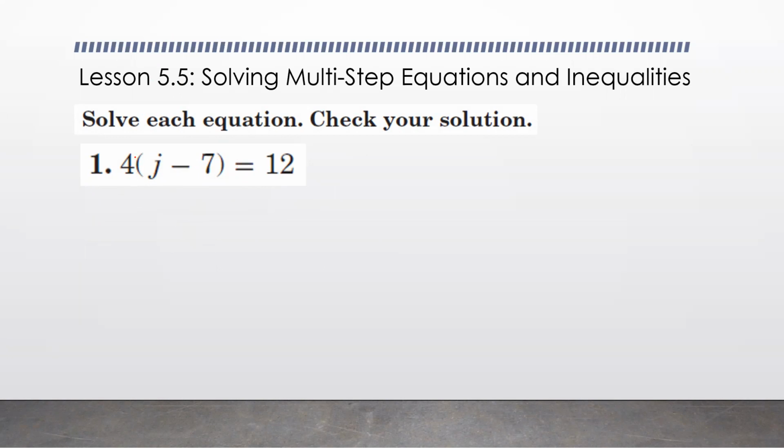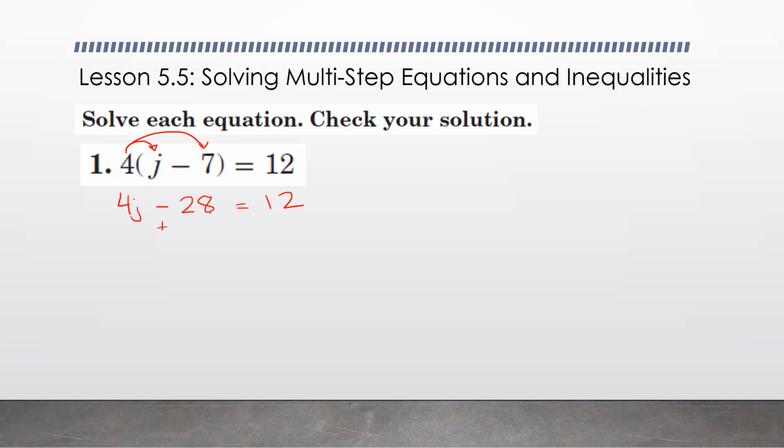So here, I have a 4 outside a set of parentheses, but there's no operation symbol between. So I'm going to apply the distributive property. That means to multiply. So I have to multiply the 4 times the j and times this -7, okay? So when I do that, I end up with 4j minus 28 is equal to 12, okay? Then I have a two-step equation, okay?